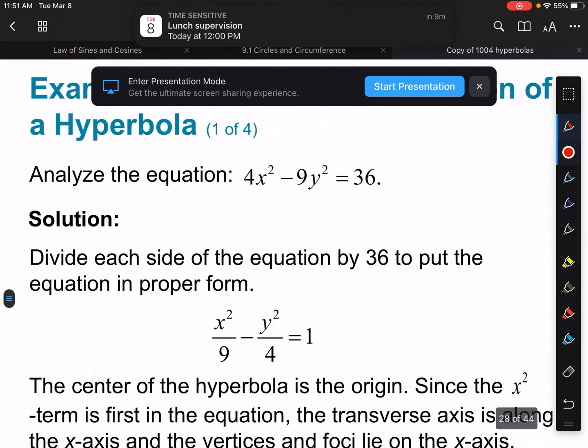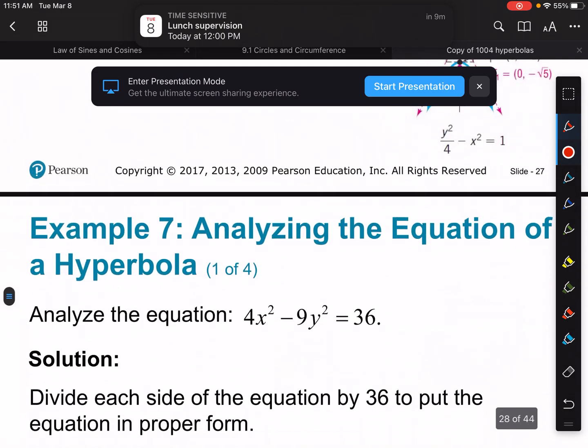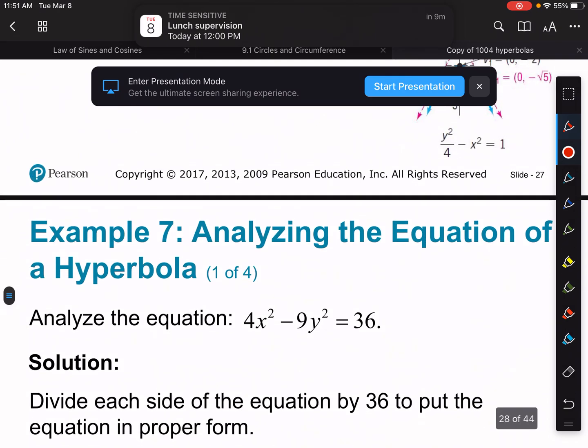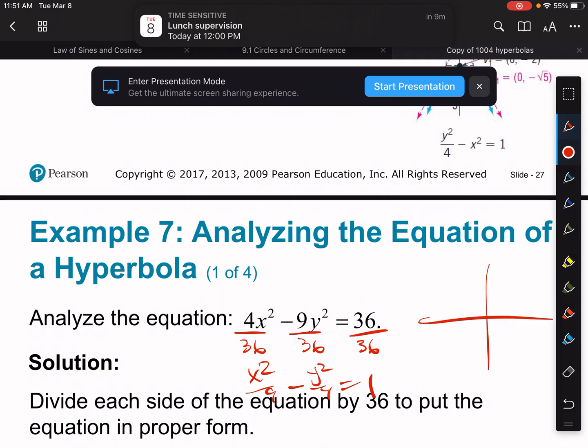So let's look at example 7. If they want you to analyze this, let's analyze this real quick. First of all, we need to get this equal to 1. So let's divide everything by 36. So I get x squared over 9 minus y squared over 4 is equal to 1. So I know this is opening in the x direction, and a distance is 3.